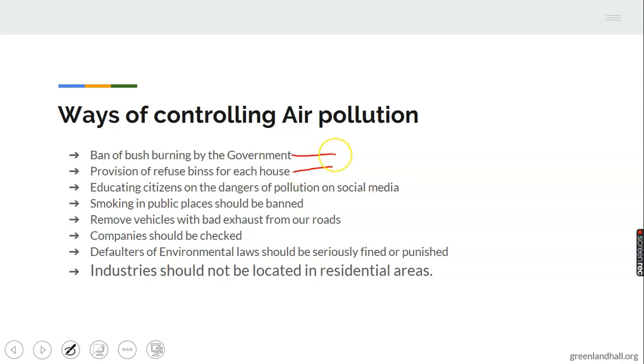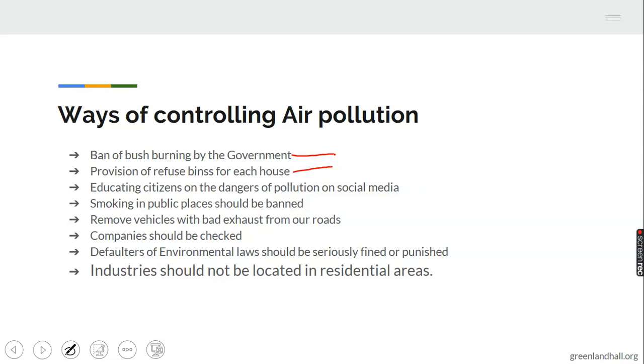The provision of refuse bins for each house. Each house should have a refuse bin. They will put their refuse, and every week the refuse bin should be disposed of, not burnt. The government's PSP buses and trucks will come around and take these refuse bins, and then they will go and dispose of it where the government has prepared and reserved for such refuse.